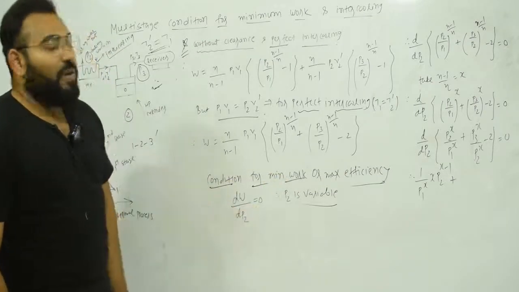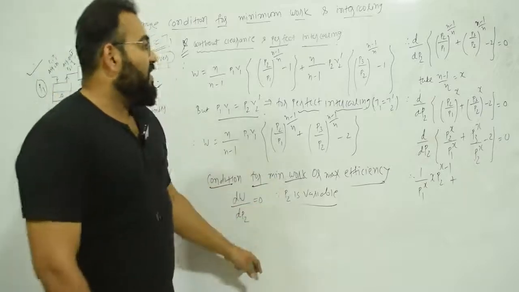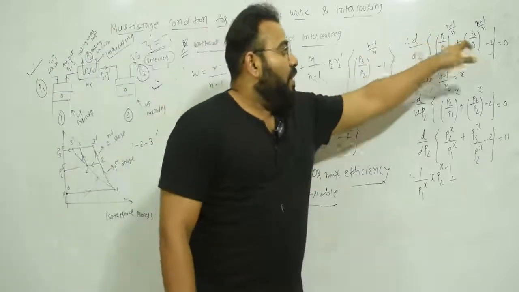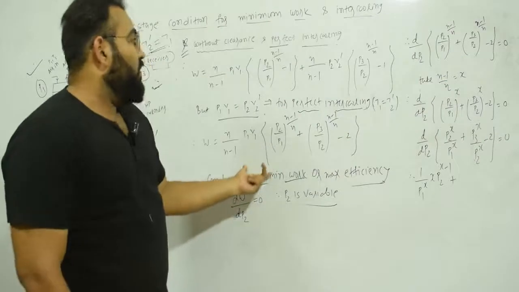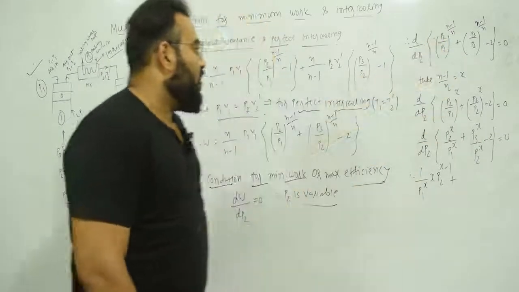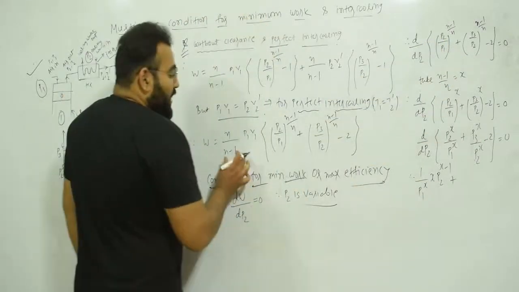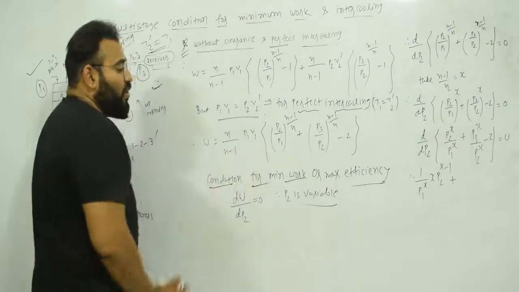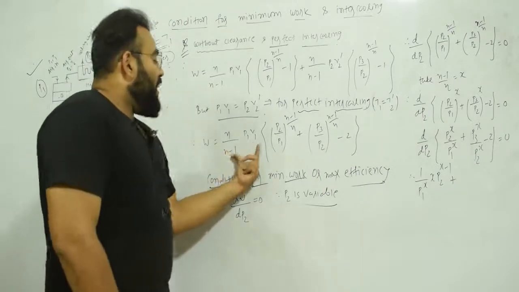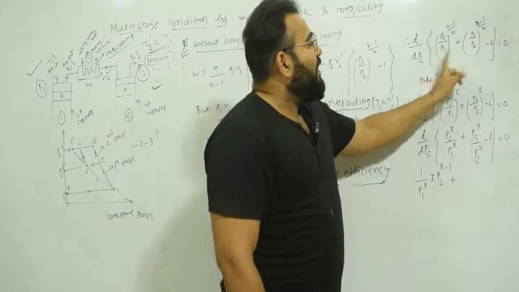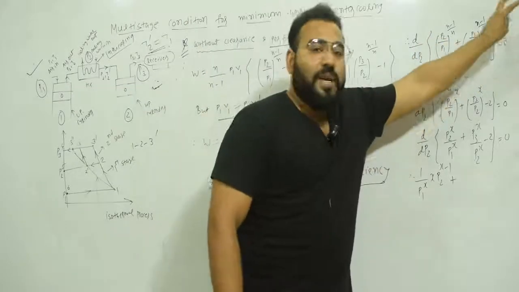So dW upon dP2 equals 0. Let us differentiate. So d upon dP2 of the work done equation. Why have I not written n upon n minus 1 P1 V1? Because it is a constant, and its derivative is going to become 0.